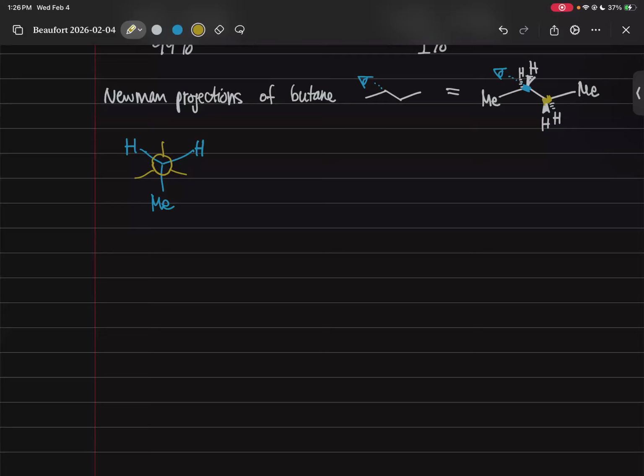The back carbon will be this one. Going straight up is a methyl group. And then coming down both toward us on the right and away from us on the left are hydrogens.